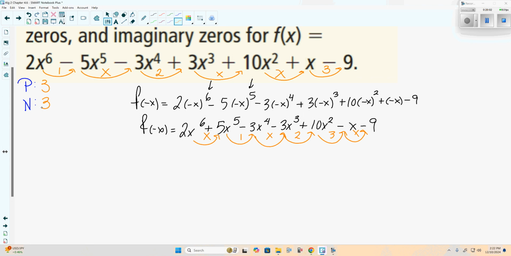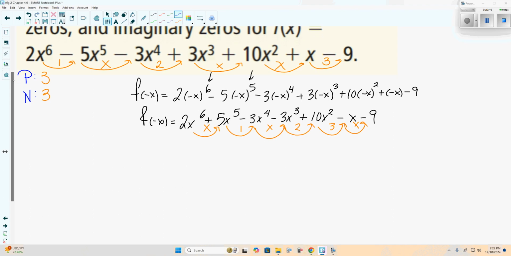And funny enough, our solution for this one is going to be the exact same as the last one for our possible number of positive, negative, and complex.